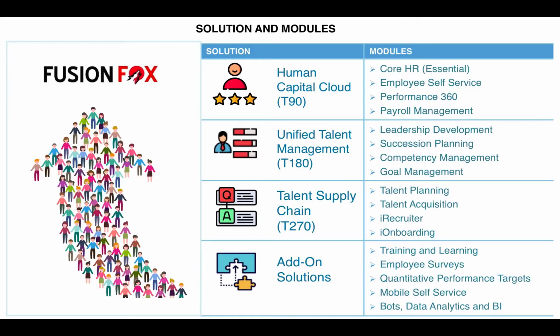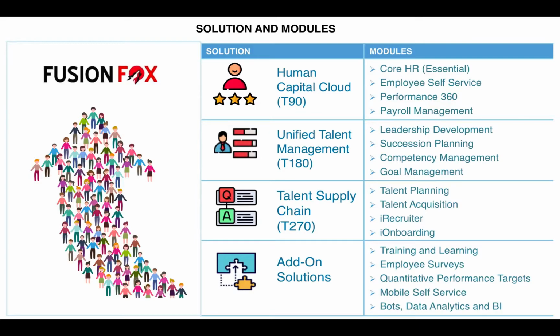This is the stack of modules and related functionalities. Human Capital Cloud T90 includes core HR and employee self-service, Performance 360, payroll management, onboarding, offboarding, contracts management, etc. Then, Unified Talent Management 180 includes leadership development, planning and execution of those plans, succession planning, competency management, goal planning, and management of the goals at the manager or individual level.